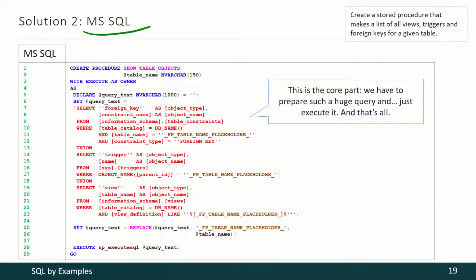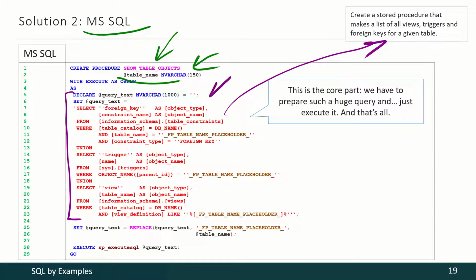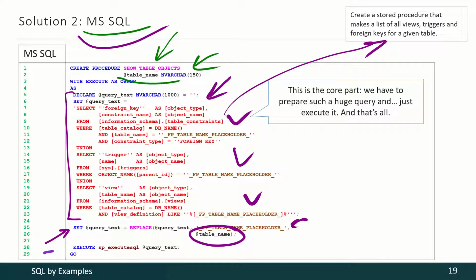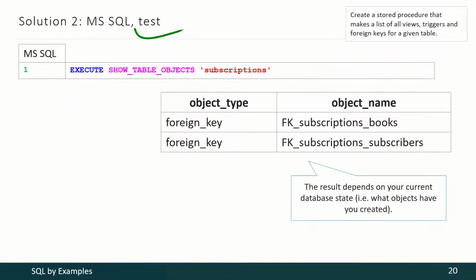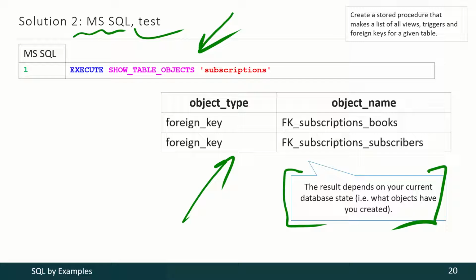For Microsoft SQL Server, the approach is the same. We are creating the procedure, we are passing the table name as the input parameter here. Then we are composing the string to obtain all those lists, and the information on how to compose such a query may be found in the DBMS documentation. Then we have to replace this placeholder, here it is, and here it is, with the real table name. And the only thing left is to execute that string that contains that query. And that's all. To test this procedure in Microsoft SQL Server, you have to execute such query. But once again, the result may vary depending on your current database state.